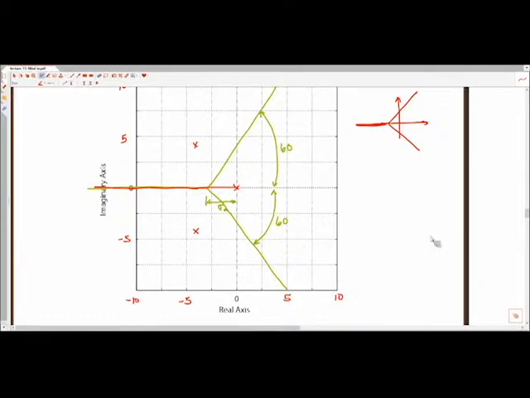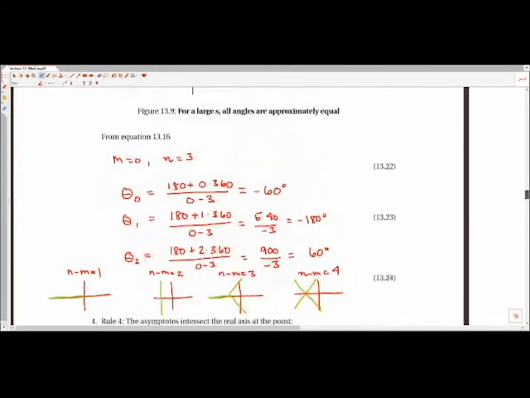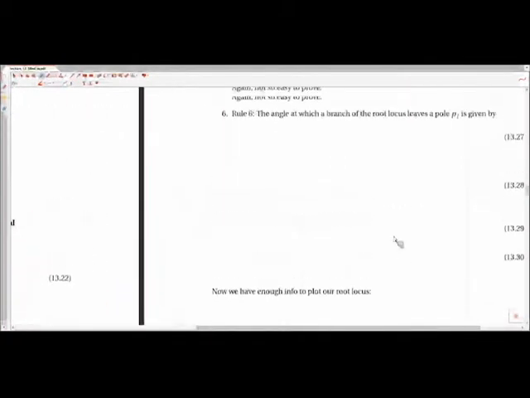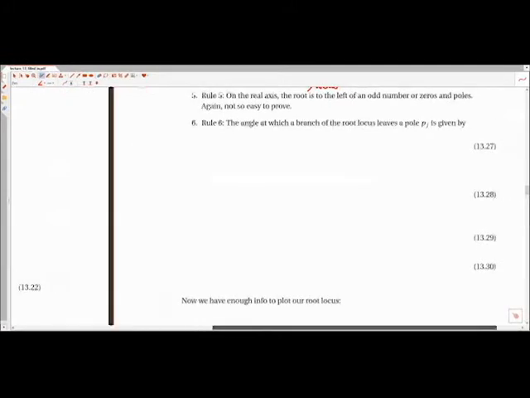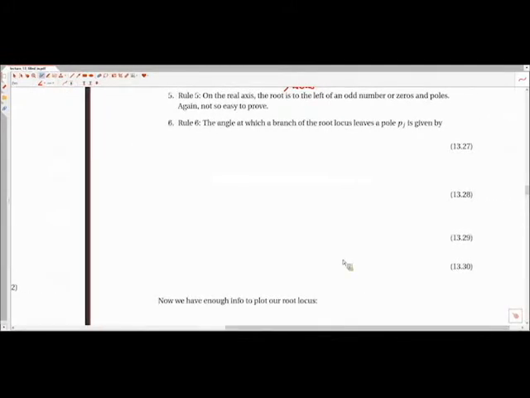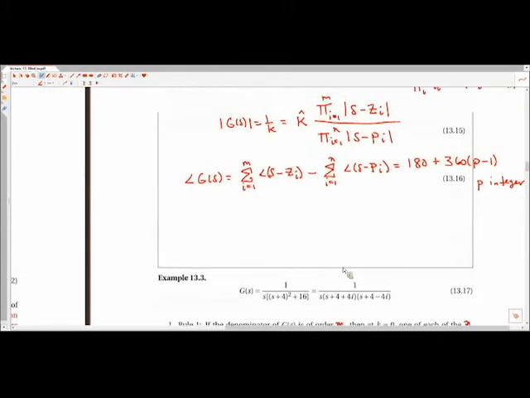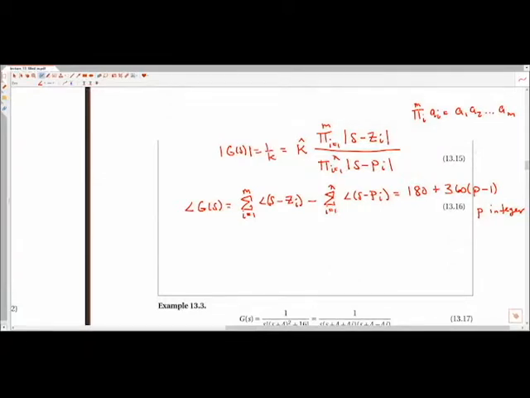Okay, so we have gone through thus far steps 1 through 5, and now we're doing 6. All right. So this is the rule that always trips everyone up. So we're going to walk through this one fairly carefully. And so rule 6 is all predicated off of this basic definition of the root locus.